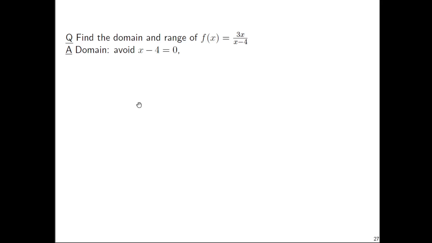So we need to avoid when x minus 4 equals 0. Add 4 to both sides. We need to avoid when x equals 4. So, all reals except x equals 4, the domain is negative infinity to 4, union 4 to infinity, parentheses in all these spots. Now what about the range?